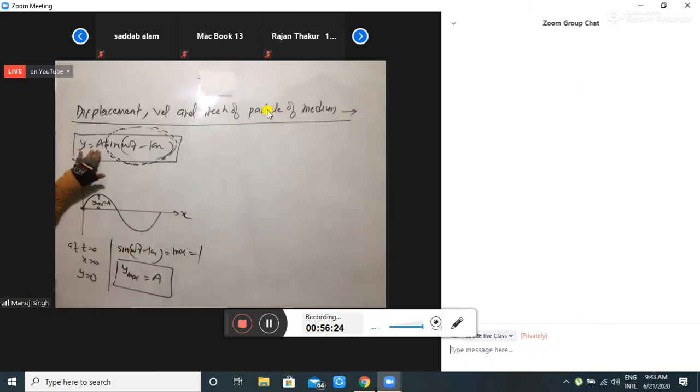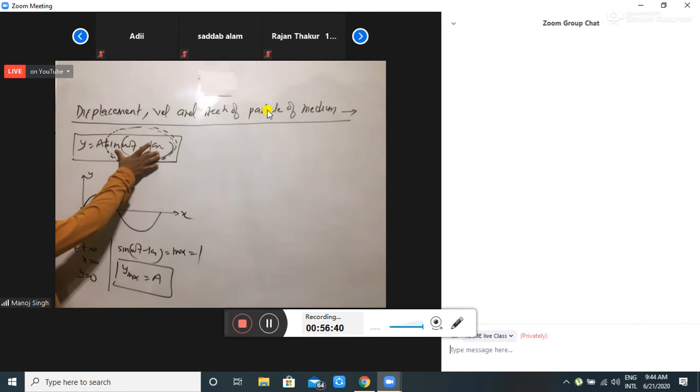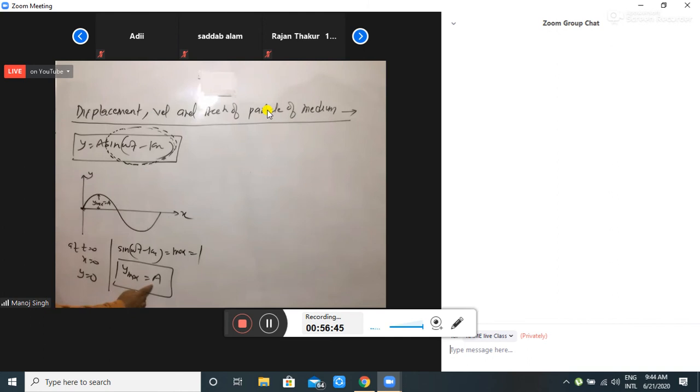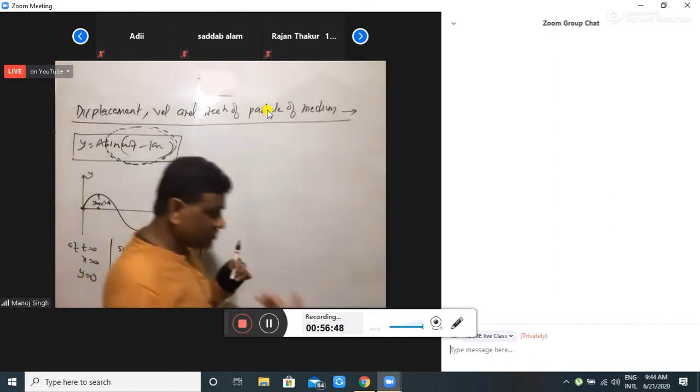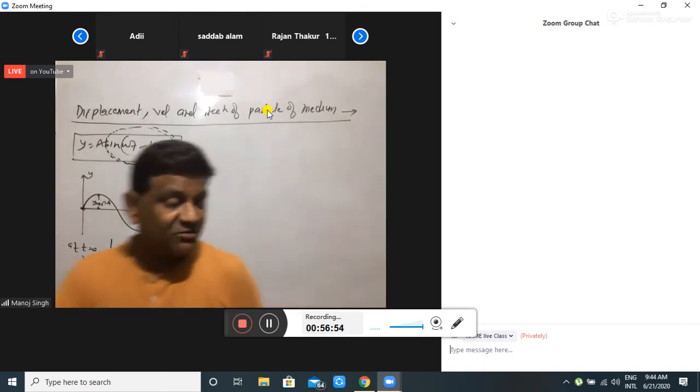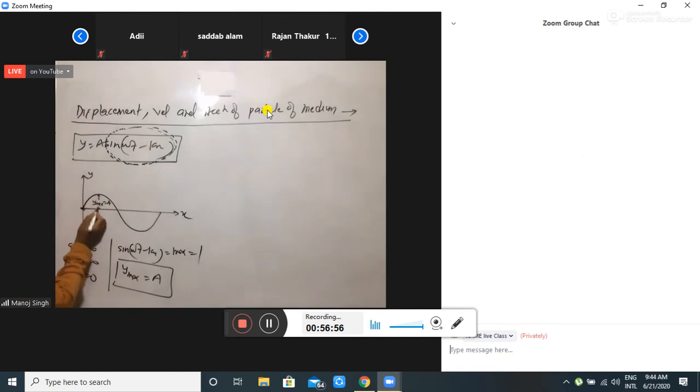So this is the displacement equation of the particle of the medium. At time t is equal to 0, x is 0, sine 0 is 0, so y is also 0. The curve starts from the mean position and will be the sine curve. The maximum value of sine of omega t minus kx is equal to 1. If it is maxima, y will also be maxima, and y maxima is equal to a. This y maxima is nothing but the maximum displacement, and maximum displacement is equal to amplitude.